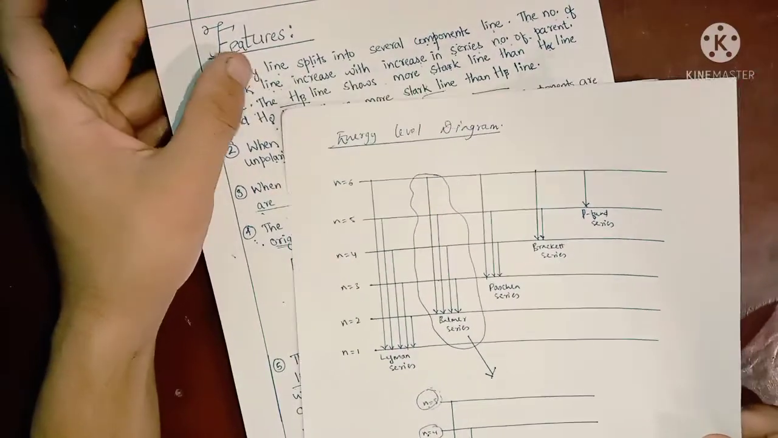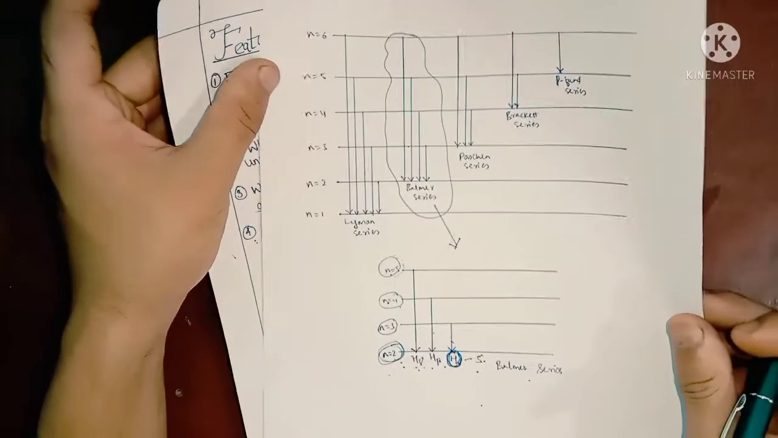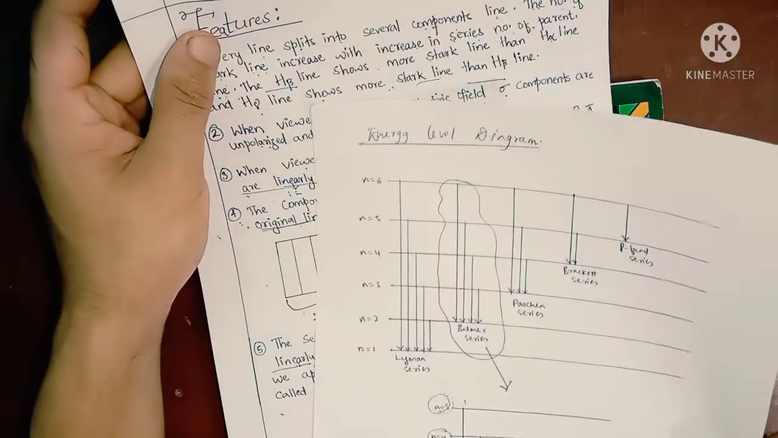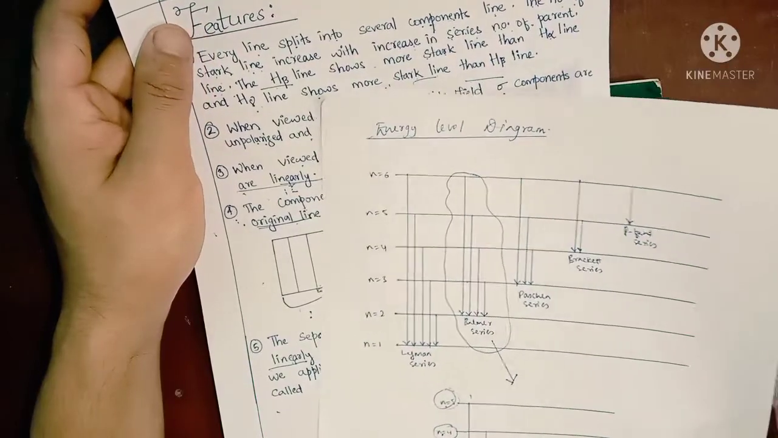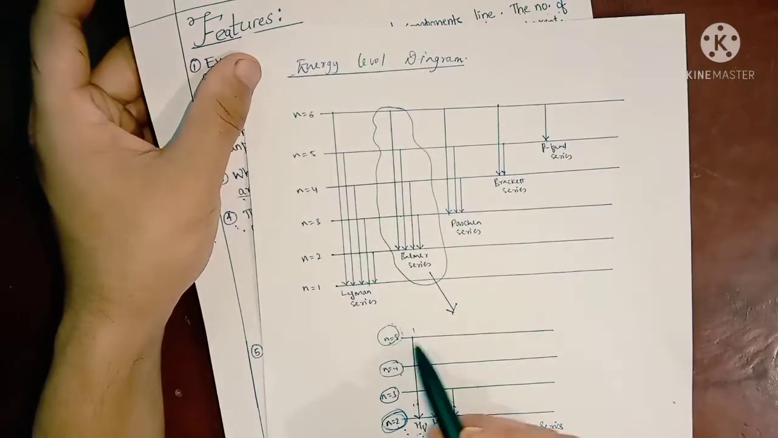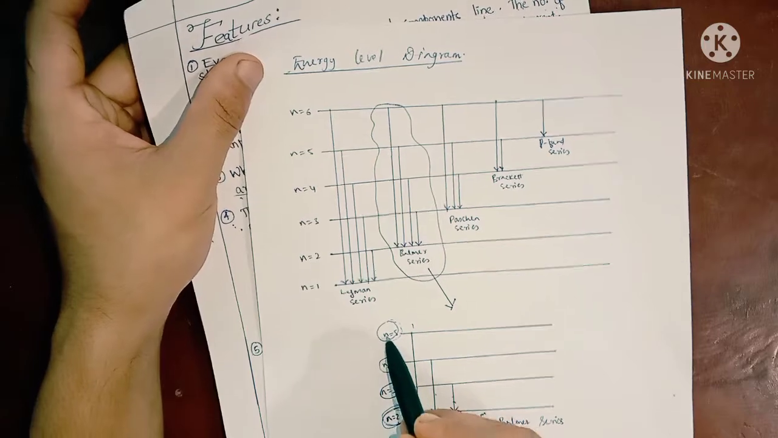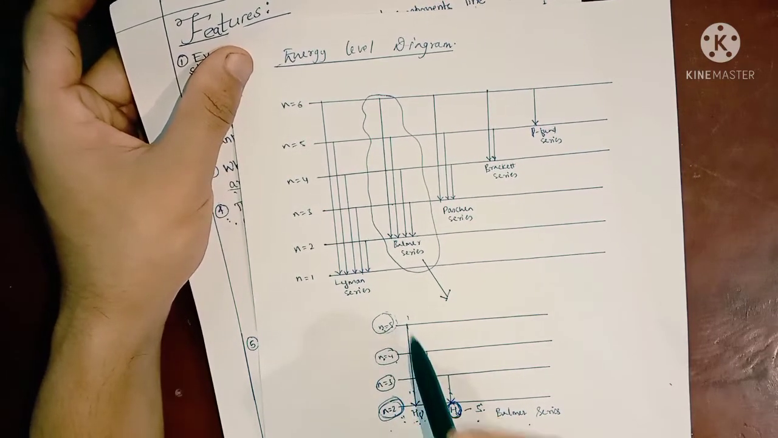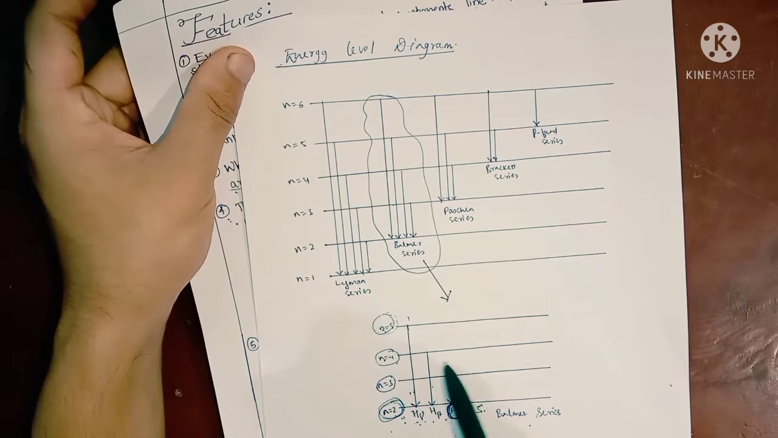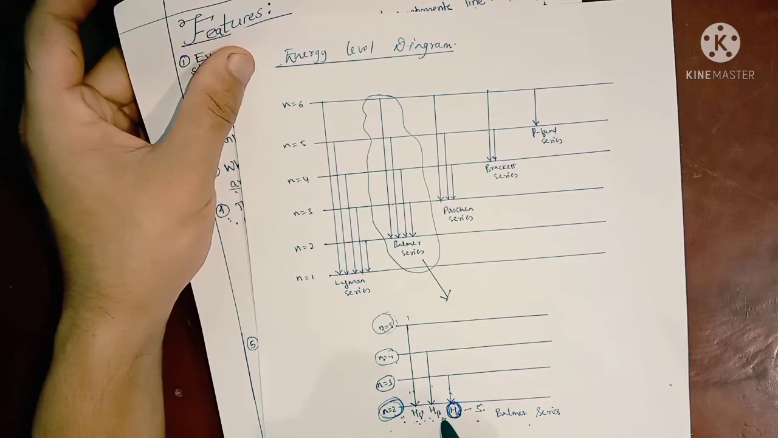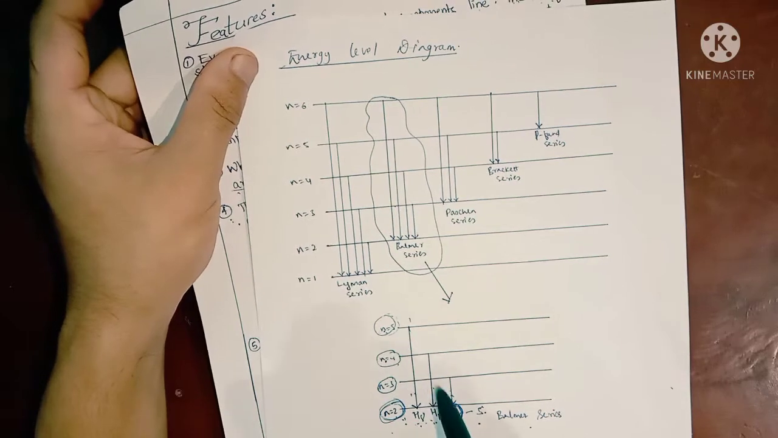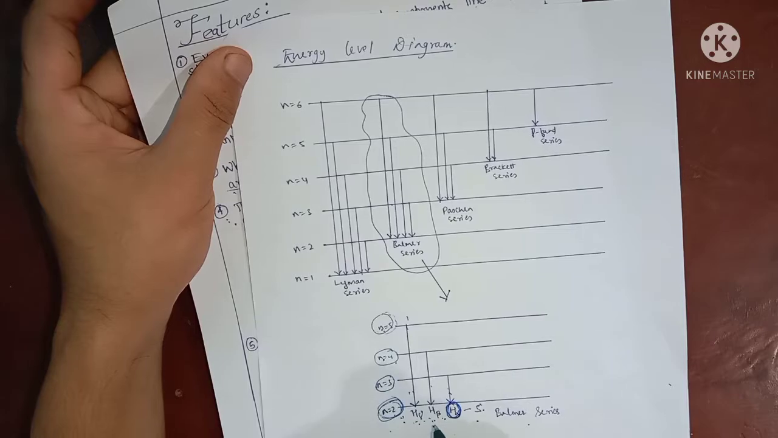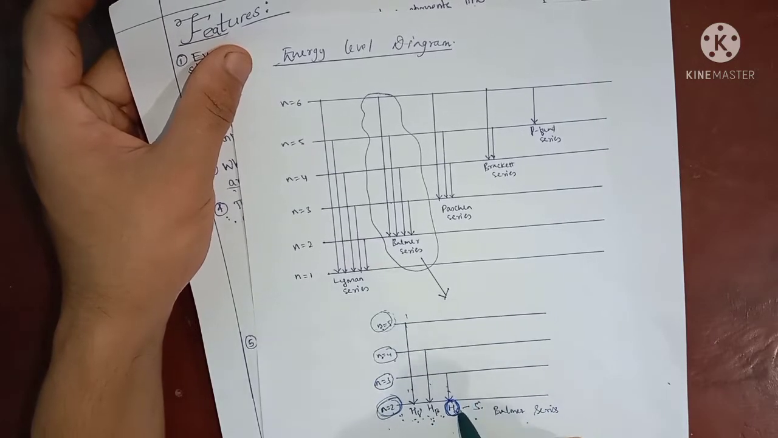So the number of Stark lines increases. That means the number of Stark lines increases with the increase in the series number of the parent line. If we get a transition from n equals 5 to n equals 2, then the Stark lines increase as compared to the H beta line. So the H beta spectral line has more Stark lines than the H alpha line.